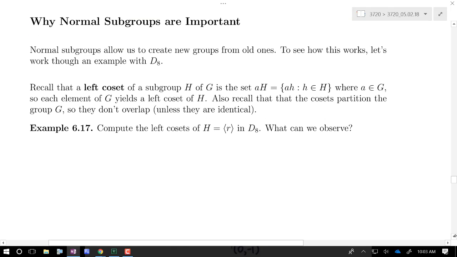So we spent a bunch of time yesterday working with the dihedral group of order 8, the symmetries of the square. And before that, we worked on defining what a left coset is. And we know that the set of left cosets partition a set. They don't overlap unless they're identical, and all the group elements are accounted for. Every group element will be in some coset.